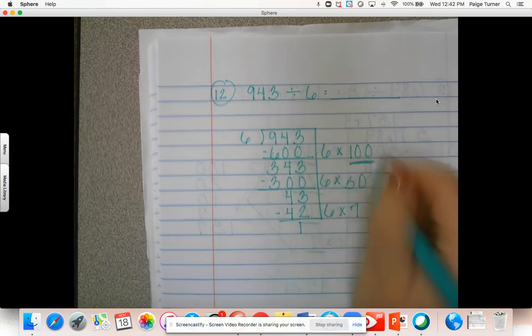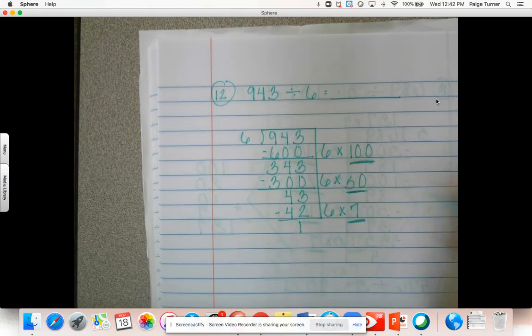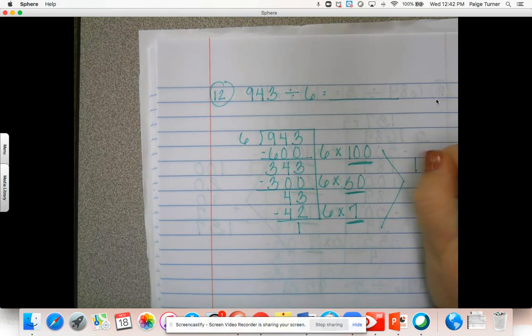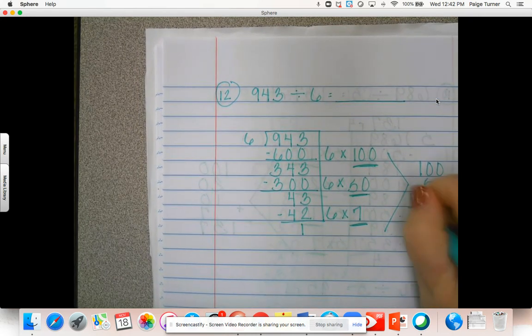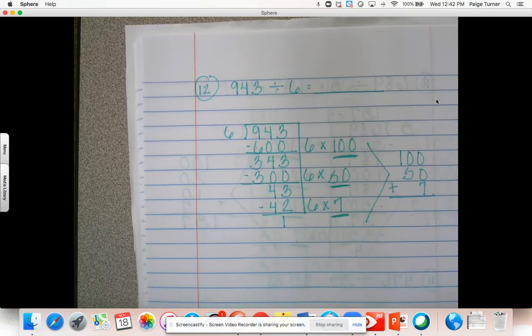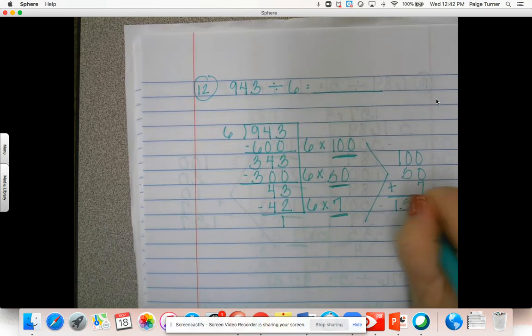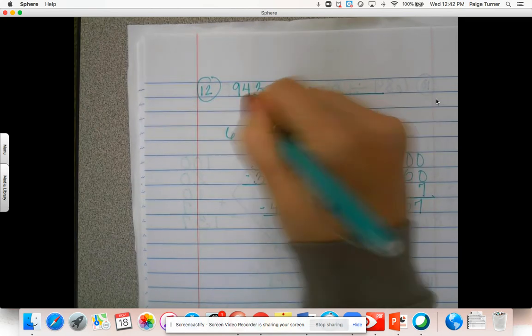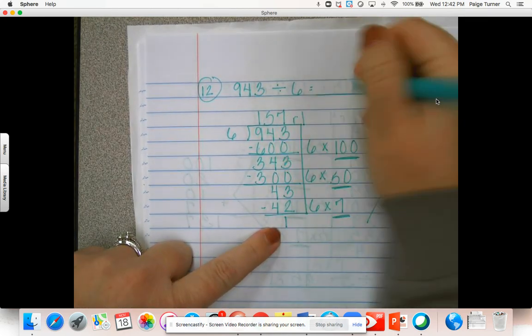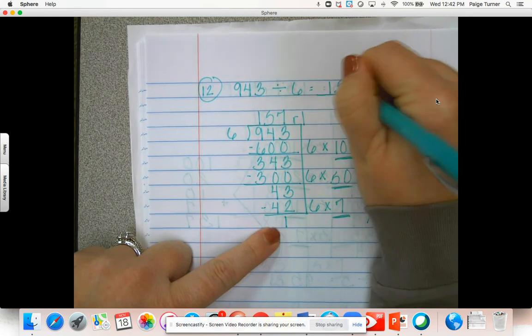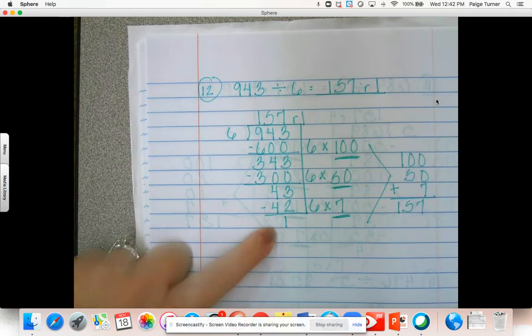So these are going to be the partial quotients: 100, 50, and 7. And then when you add those three partial quotients together, you get the final quotient, which of course is 157 with a remainder of 1. So 157 with the remainder of 1.